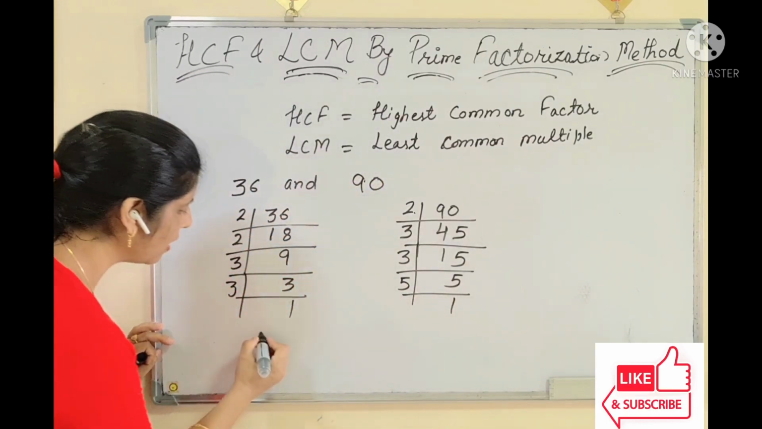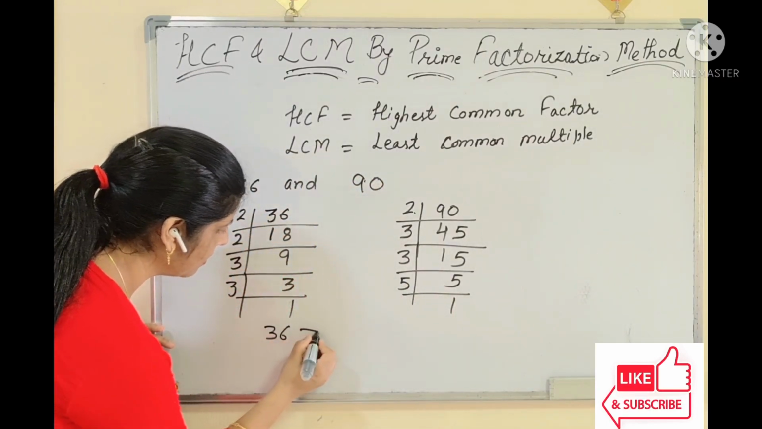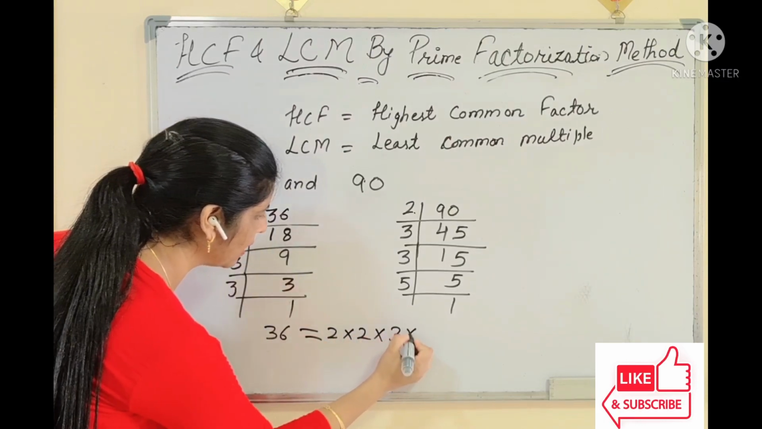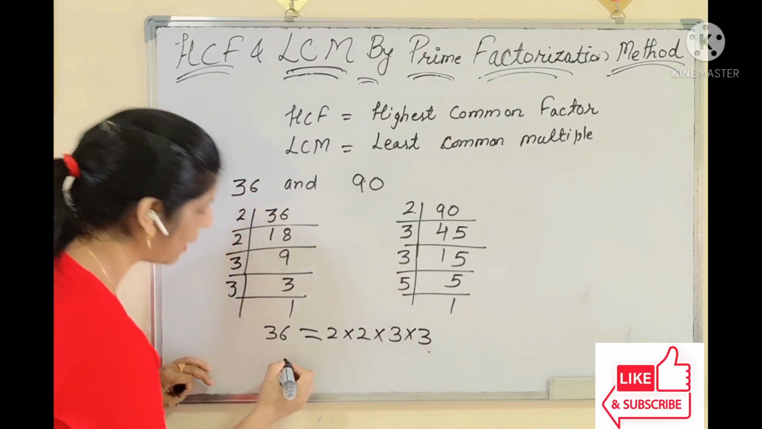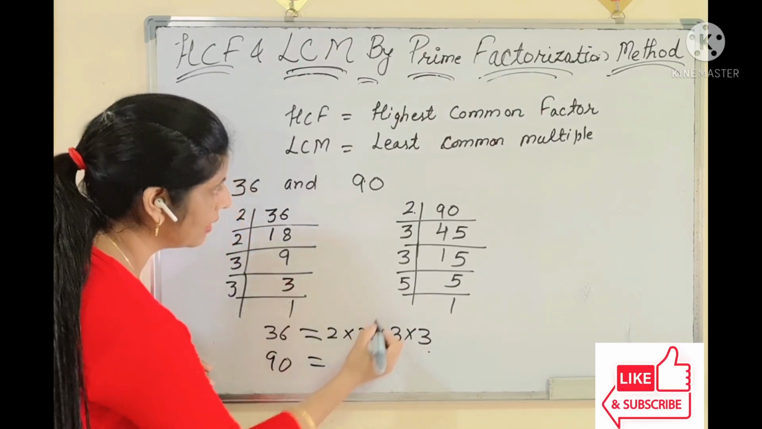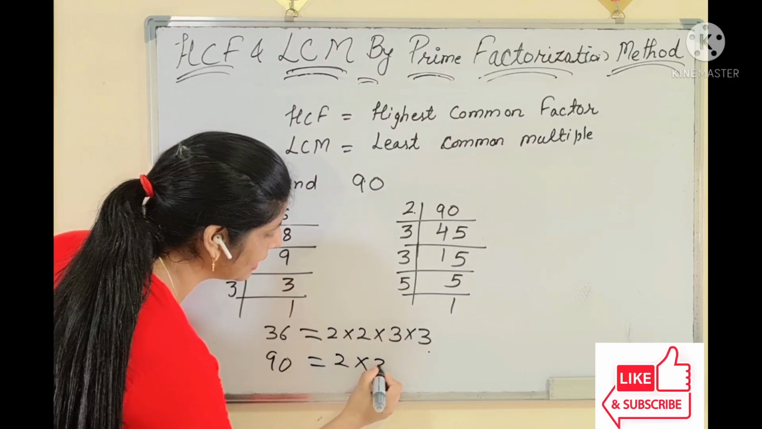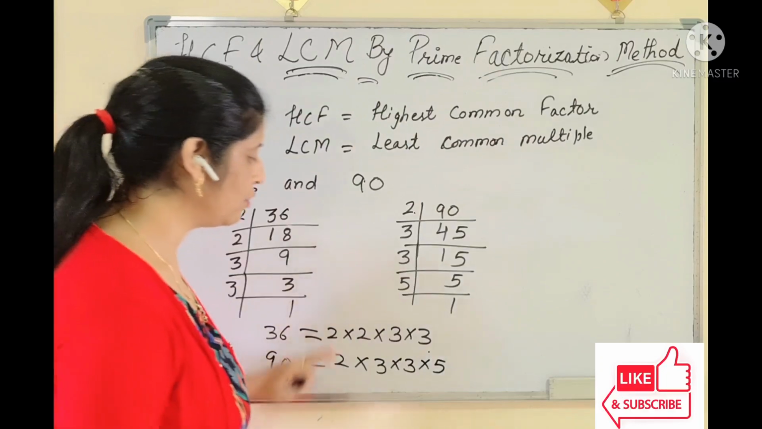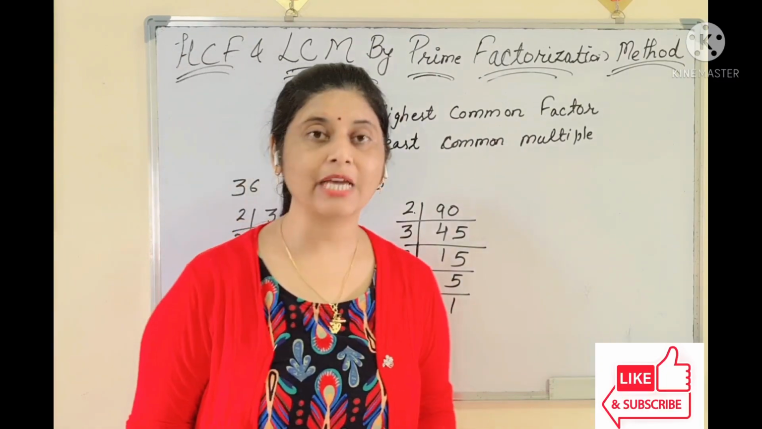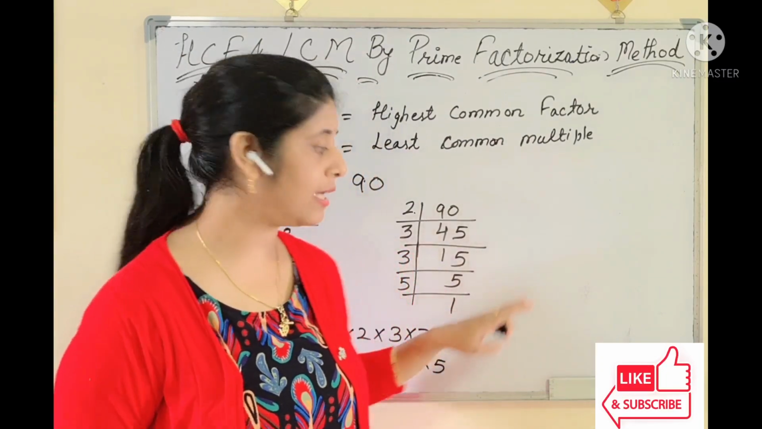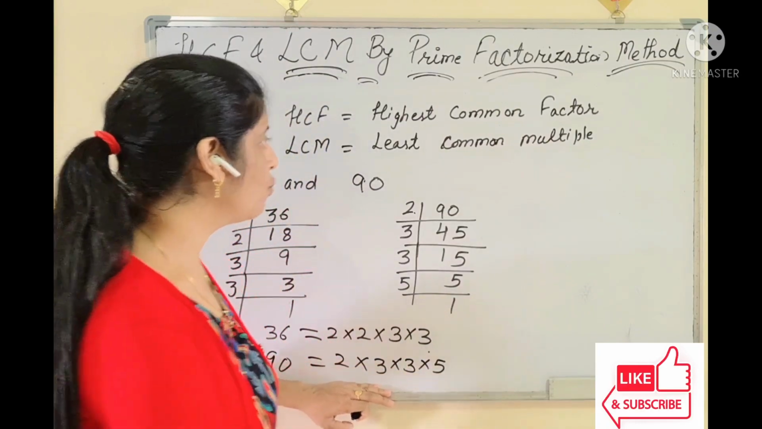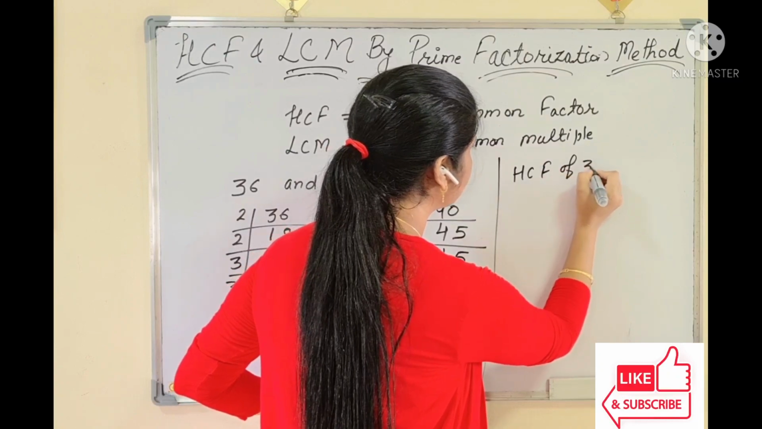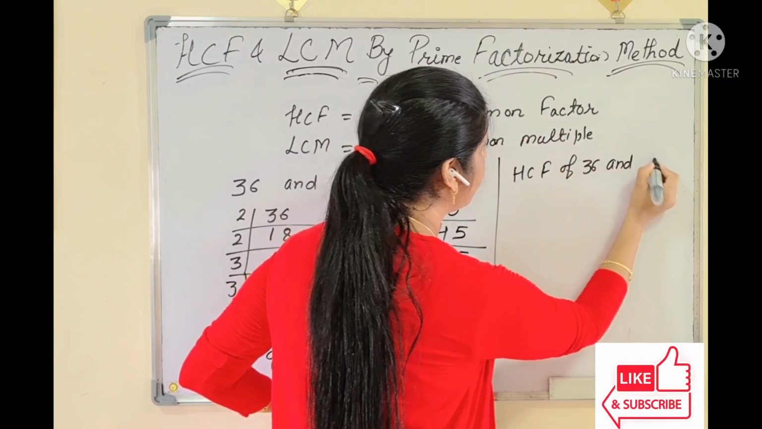So here we will write the prime factors of 36 is equal to 2 multiply 2 multiply 3 multiply 3. And the prime factors of 90 are 2 multiply 3 multiply 3 multiply 5. These are the prime factors. Now the next step is very important. We have to find out the HCF of 36 and 90 first.